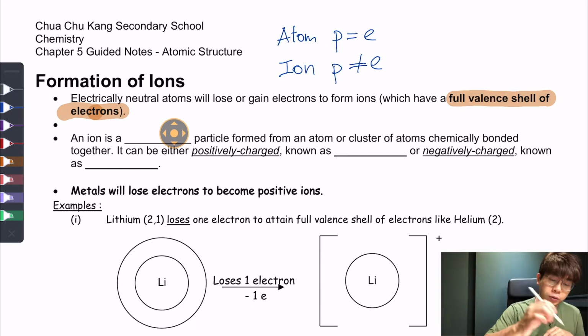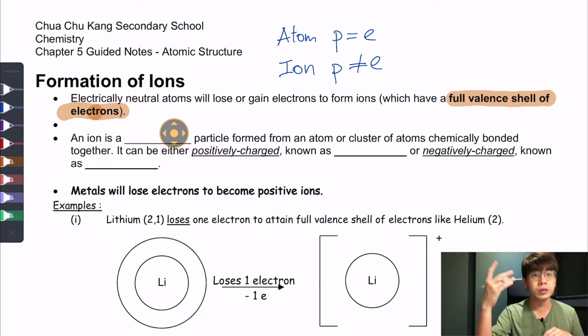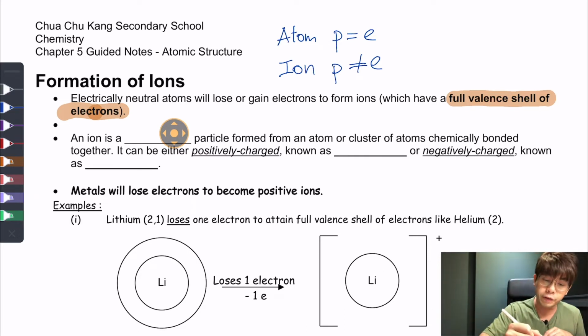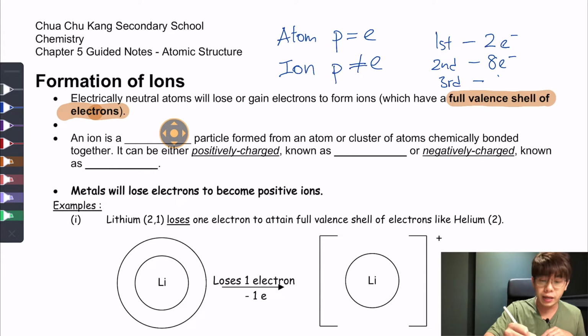Let's try to recall, what do you consider a full shell? The first shell, what is full? First shell, maximum is 2 electrons. What about the second shell? What's the maximum? 8 electrons. And the third shell, maximum is 8 electrons.